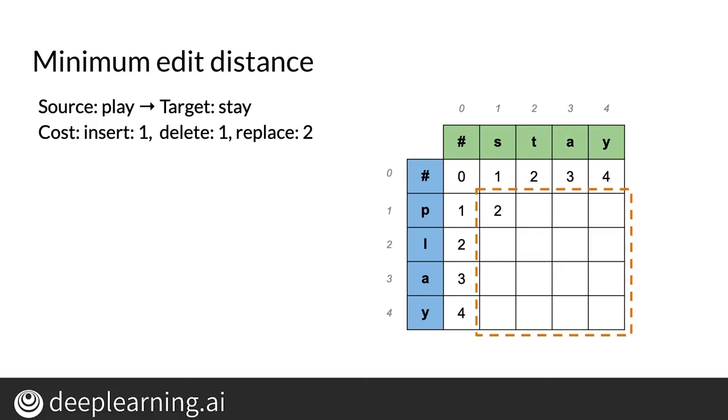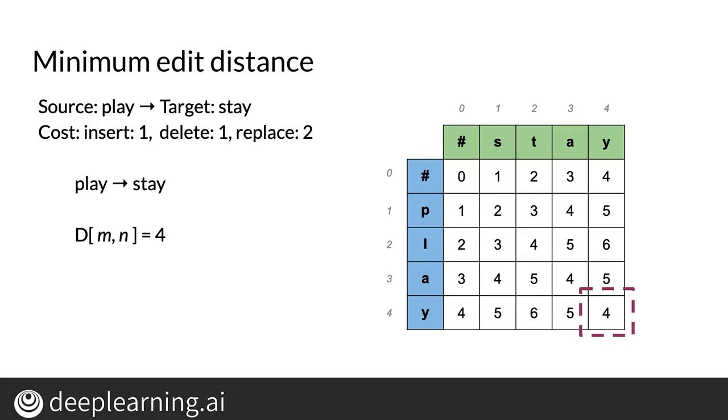You can then fill out the rest of the table the same way, with the MN entry in the bottom right corner being the minimum edit distance from play to stay, which is 4. Adding color coding or a heat map reveals some interesting patterns.